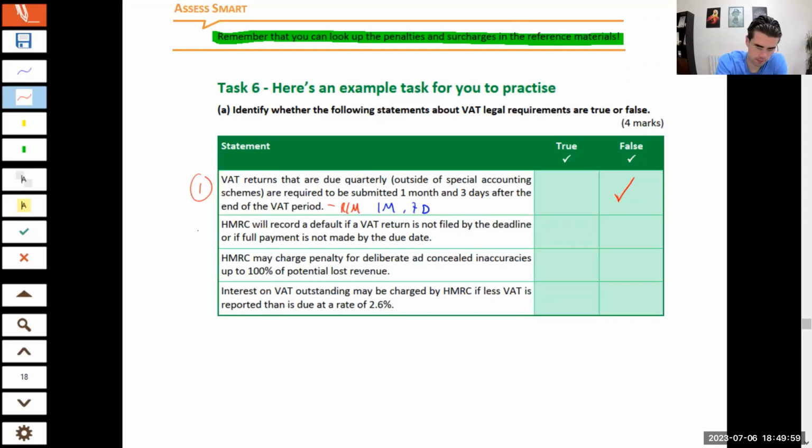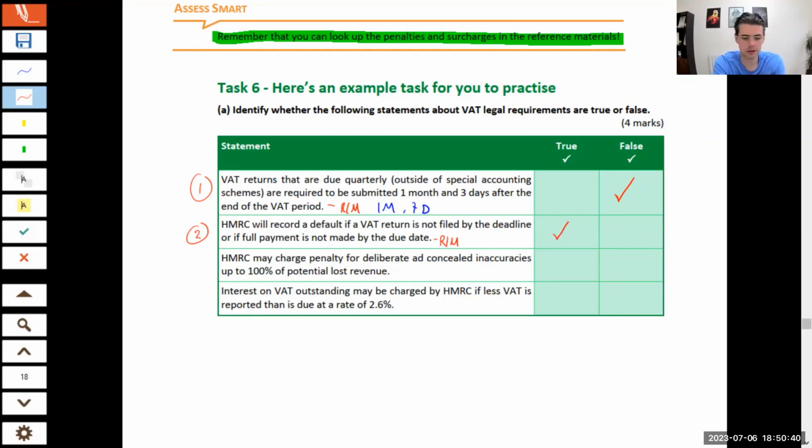Number 2. HMRC will record a default if a VAT return is not filed by the deadline or if full payment is not made by the due date. So it's saying they will record a default if a VAT return is not filed by the deadline or if a full payment is not made by the due date. Spoiler alert: information on defaults is listed in the reference material, and you will be told that defaults apply if you fail to make payments by the deadline or if they are for an inadequate amount. So that statement is true.